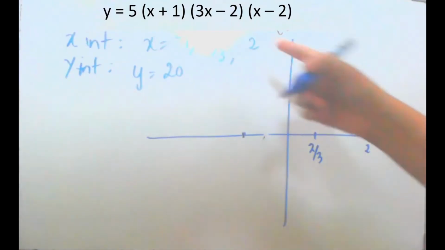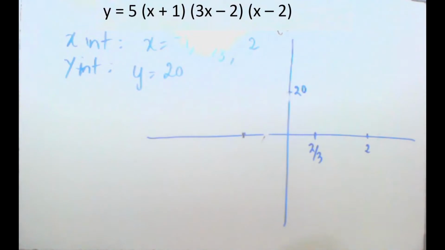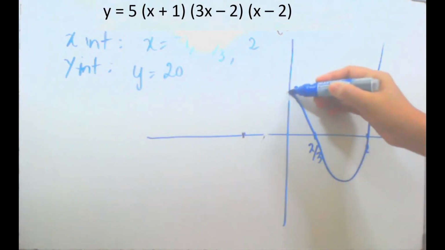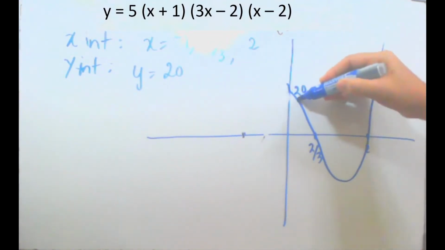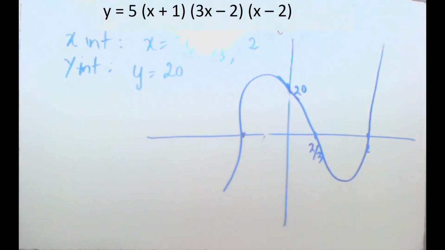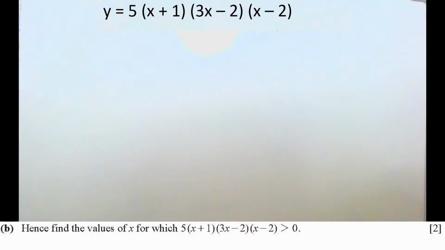So after knowing the y and x intercepts and knowing the shape of the graph, we are ready to draw the graph. So this is going to be the shape of the graph. Alright, so this is the answer for 1A. Alright, now we'll look at part B.